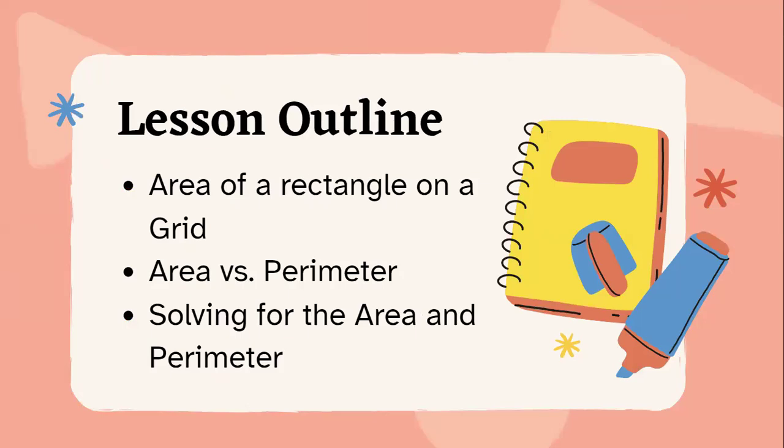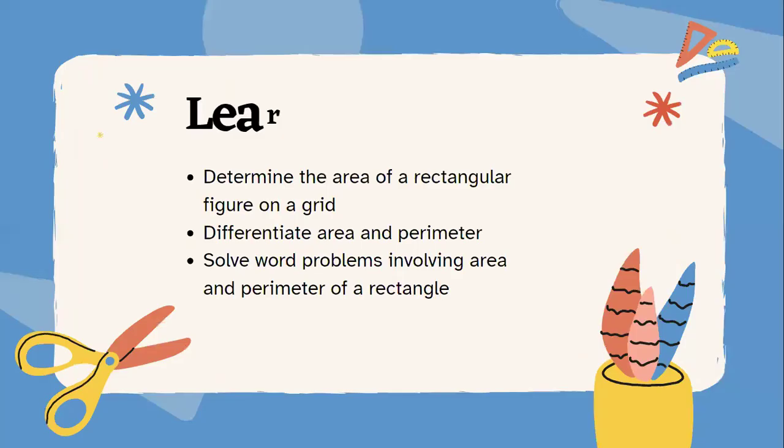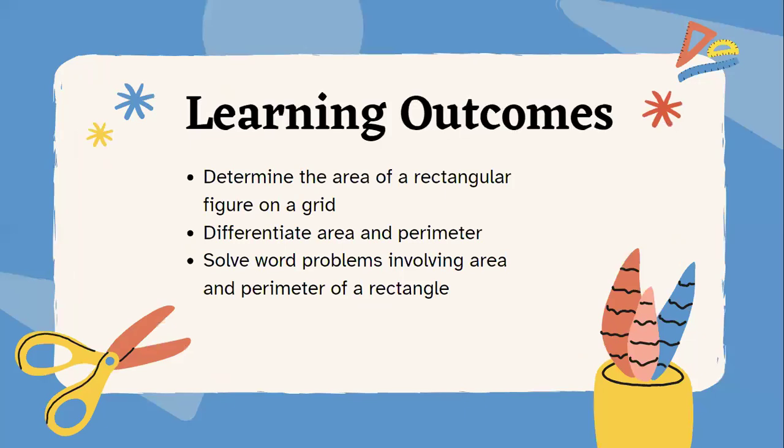First you will learn the area of a rectangle on a grid. What is a grid? It's a box, many boxes together, and in the colored part, what is the area? And then you have the difference between area and perimeter and how to solve for the area and perimeter of the rectangle, and what are the outcomes.